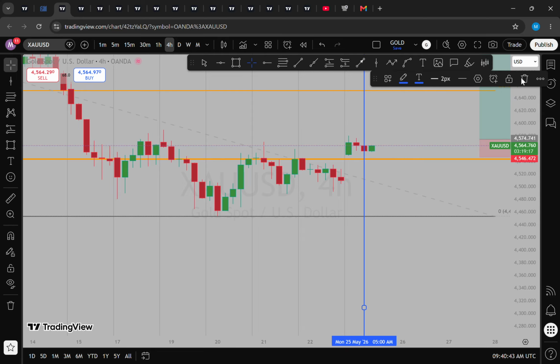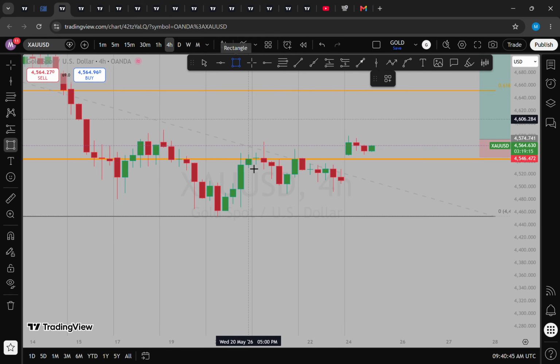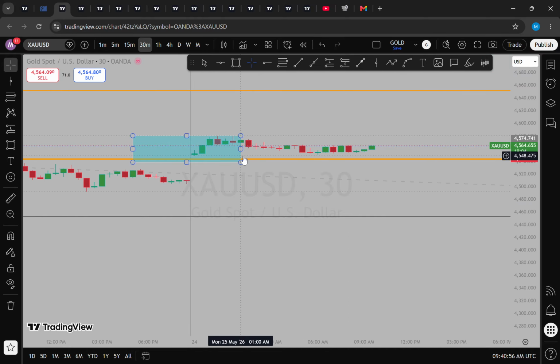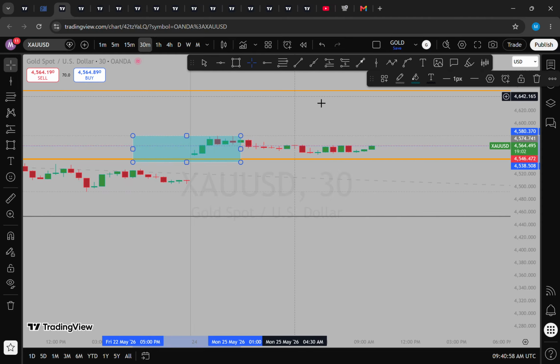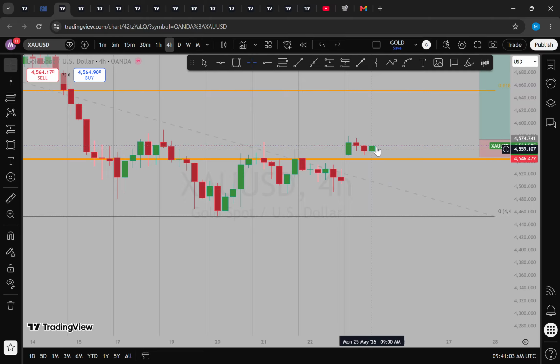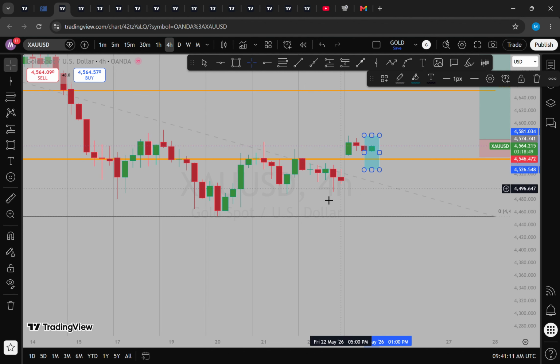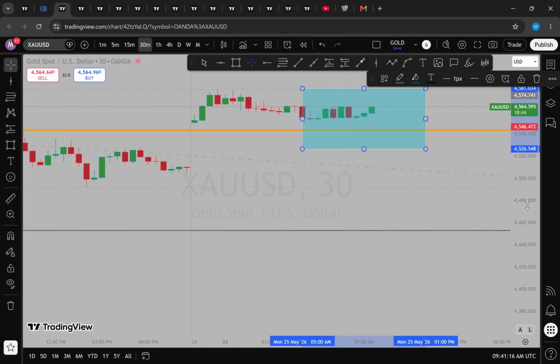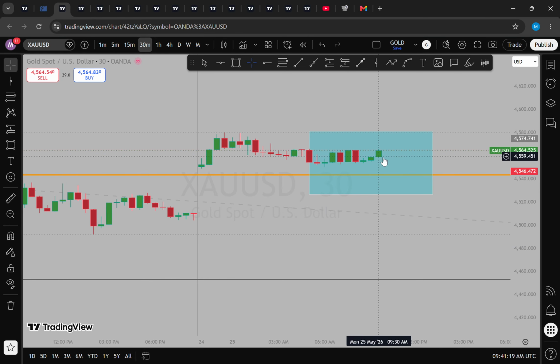Let me change this and use the shadow. You can see, for instance, we have this 4 hour candle here. Now let's go to 30 minutes. Let's go to this current 4 hour. Okay, now we have this. So let's go to 30 minutes. Currently, we have this 30-minute candle printing right now.